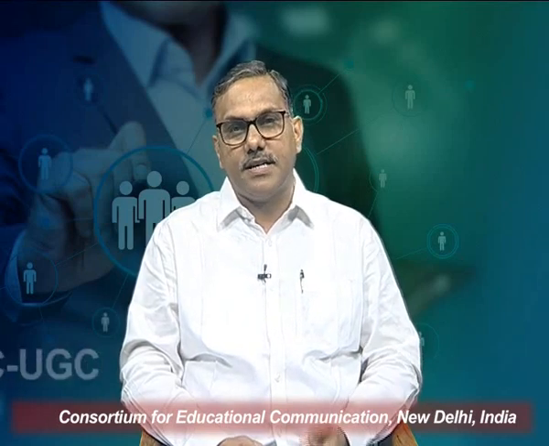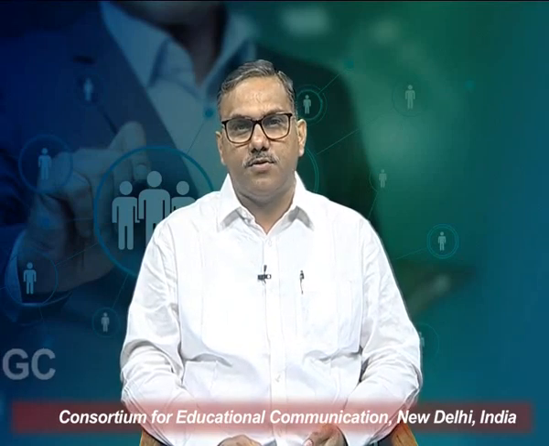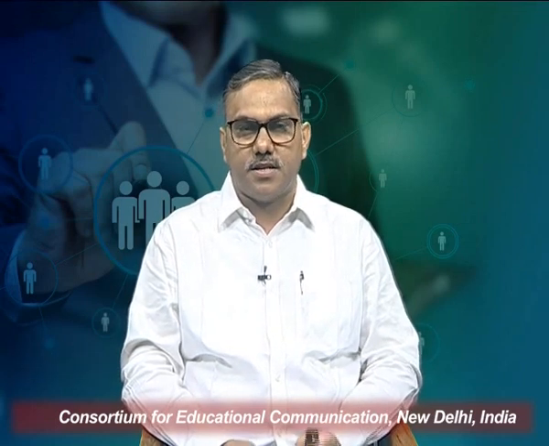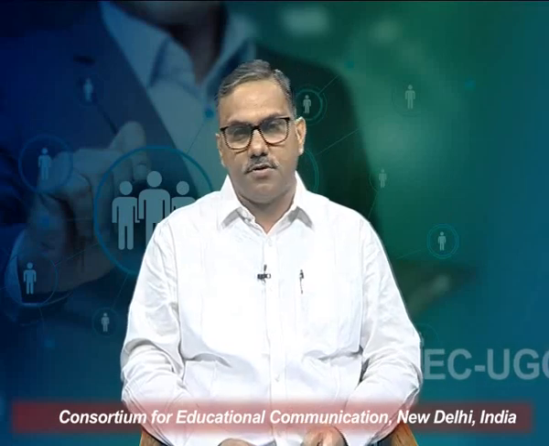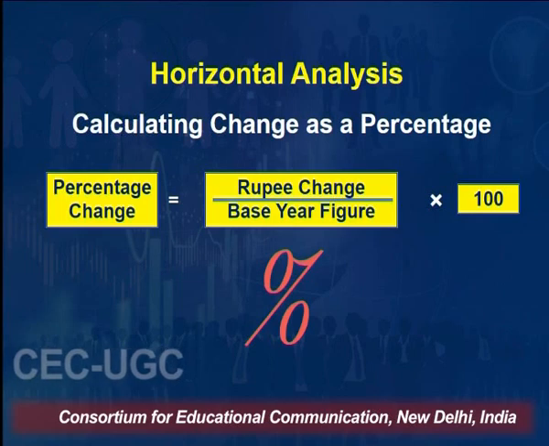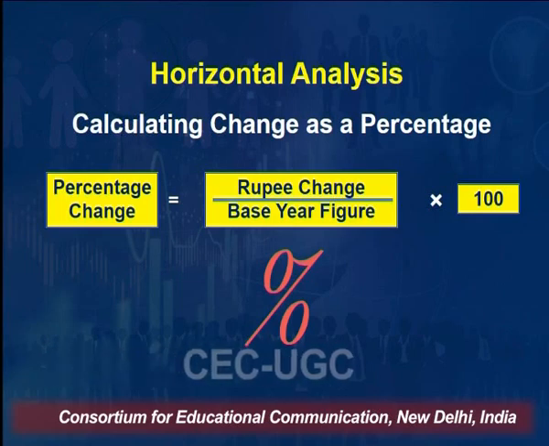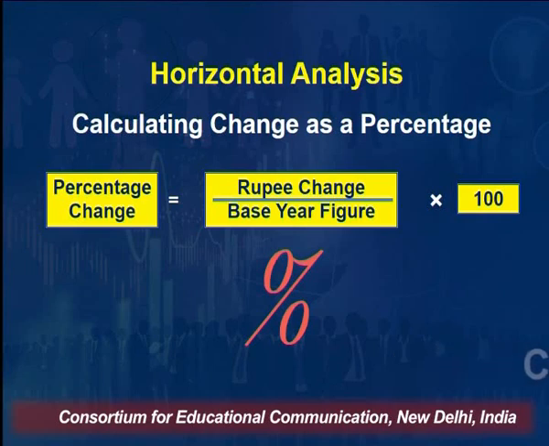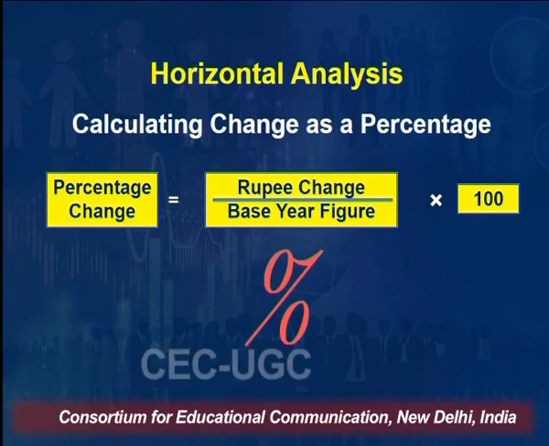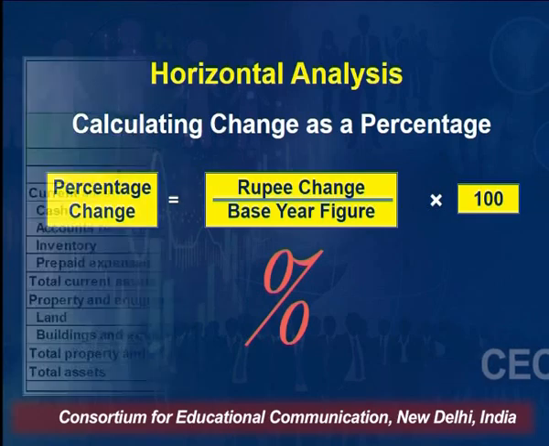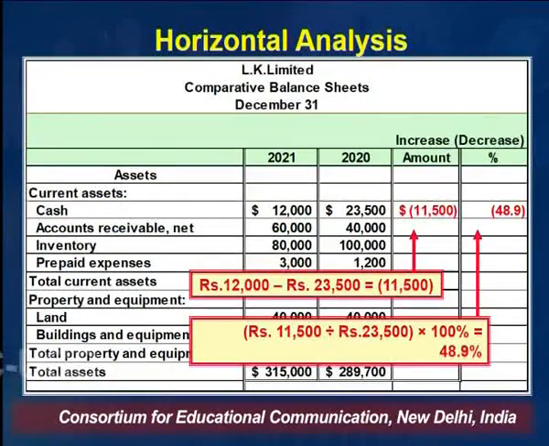So if I have to find out the value in terms of rupee, very simple, current year value minus base year value. This is going to give us the absolute value. And when I have to take it in terms of percentage, very simple, rupee change, whatever change is there, divided by base year figure into 100. Why into 100? Because I want my answer in terms of percentage. So this is going to give me the answer in terms of percentage: rupee change divided by base year value into 100. Now I'll show you the way we have computed it.